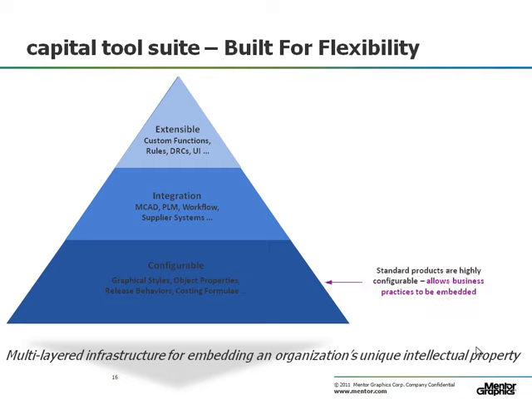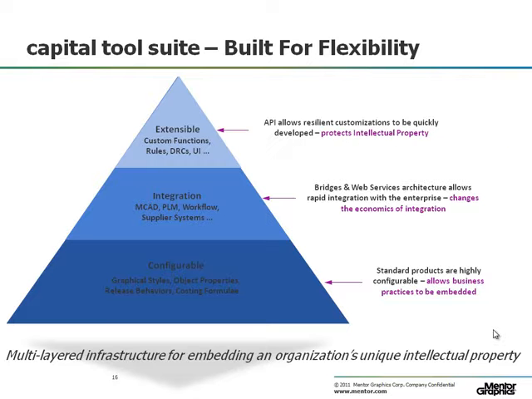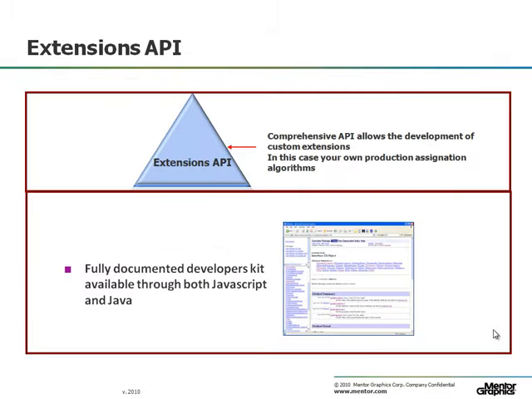Out of the box, the standard products are highly configurable, which allows business practices to be directly embedded. On top of that, we've got a bridges and web services architecture that allows rapid integration with the enterprise, changing the economics of integration. And finally, we have an API which allows resilient customizations to be quickly developed, protecting intellectual property. And it's this extensions API that is the enabler for our production assignation algorithms, and it allows you to develop your own custom extensions. We have a fully documented development kit available through both JavaScript and Java.